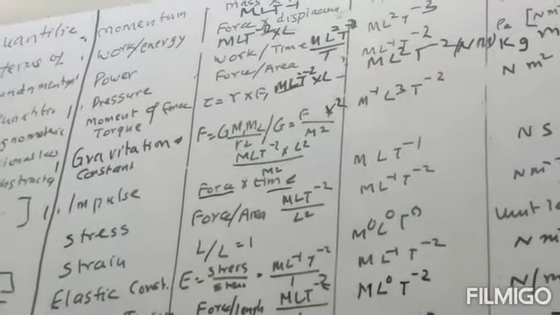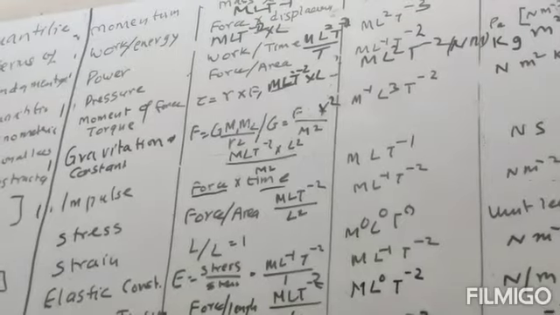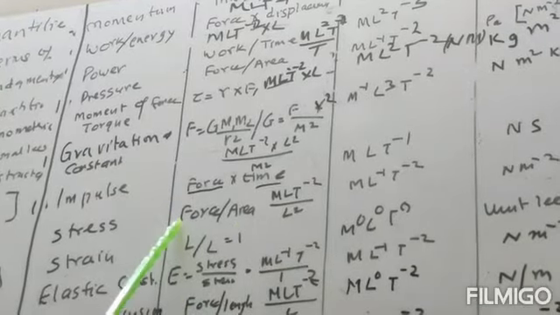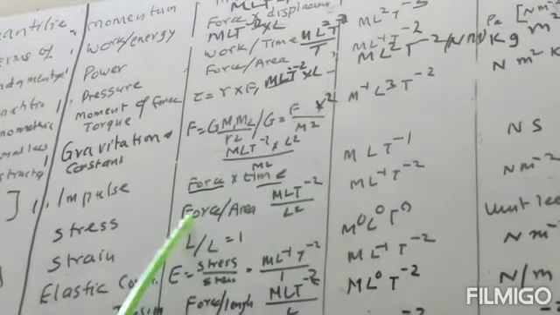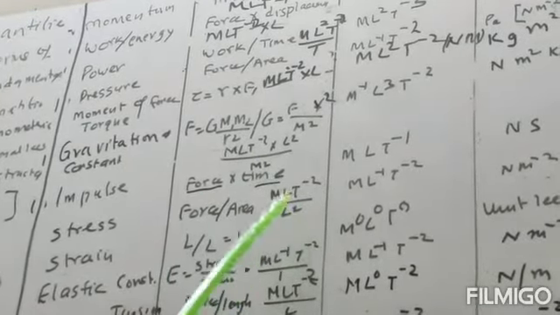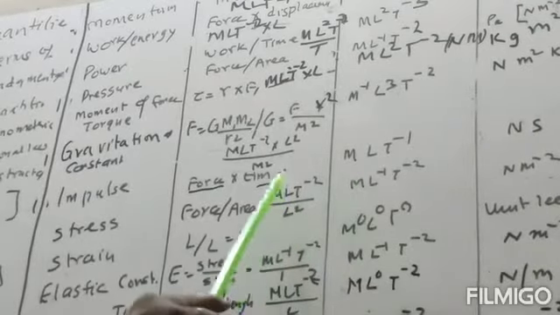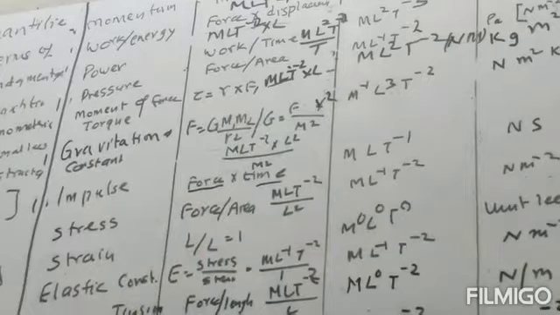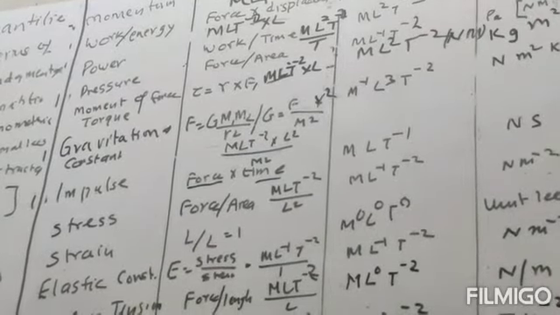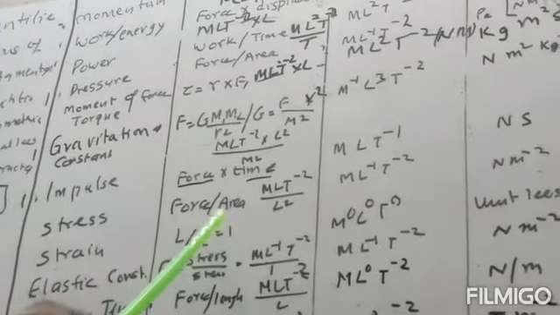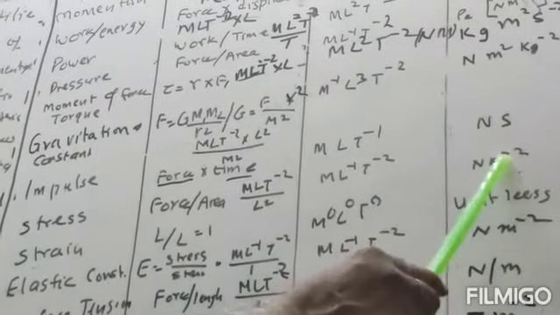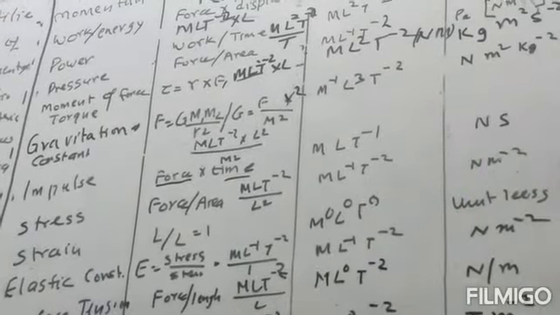Now elasticity. What is the stress? Stress is force per unit area, so force divided by area. The dimension of force is MLT^-2. Area is L square, so we divide it. So it will be equal to ML^-1 T^-2. This will be the dimension of stress, and the unit will be Newton divided by meter square, so Newton into meter^-2.